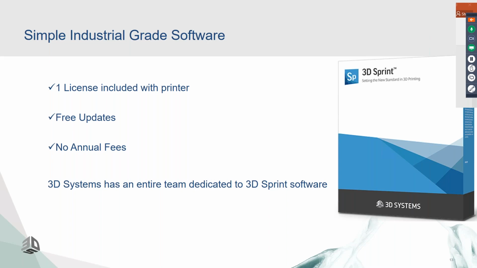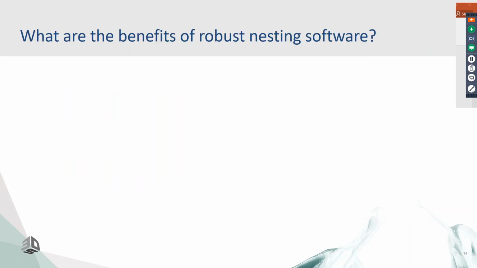And there's a whole team that's dedicated to 3D Sprint. So unlike some companies where they're private labeling software that's out there, we actually make this software, and so it goes perfectly hand in hand with the materials we have and the printer. So the hardware, materials, and software all work really well together because of the teams that work together. So what are the benefits of that?